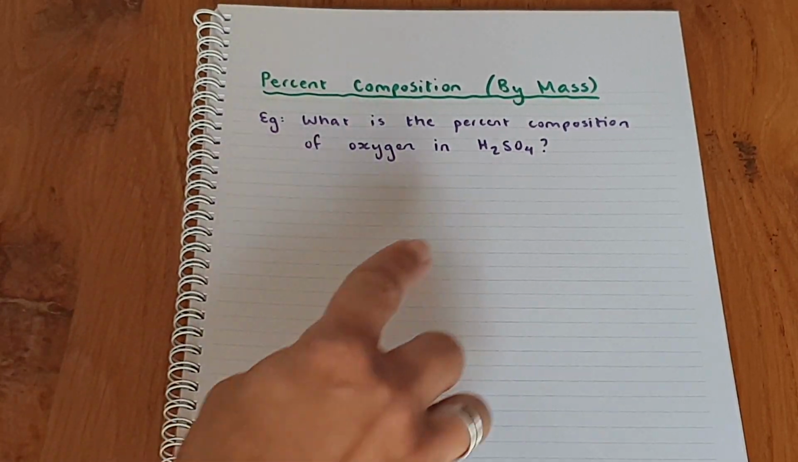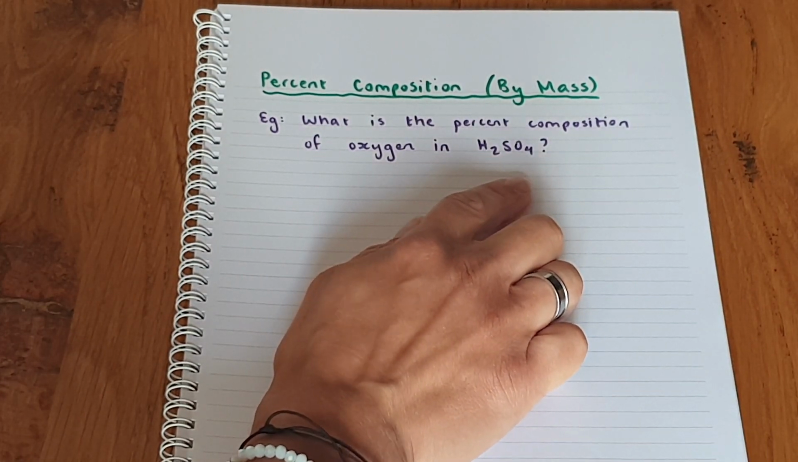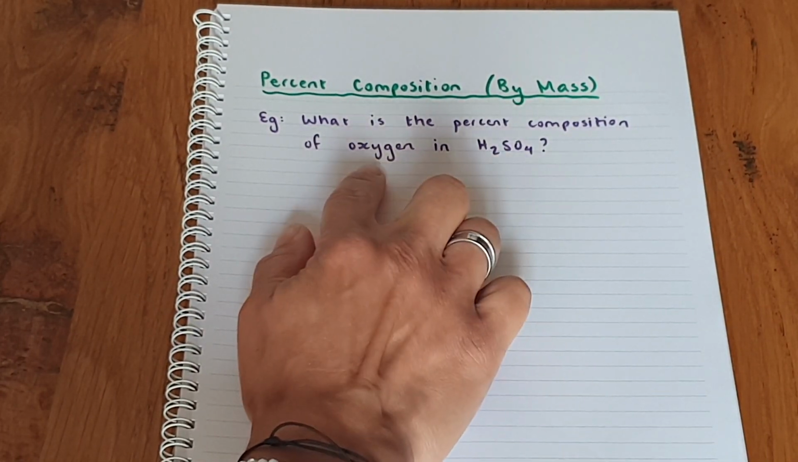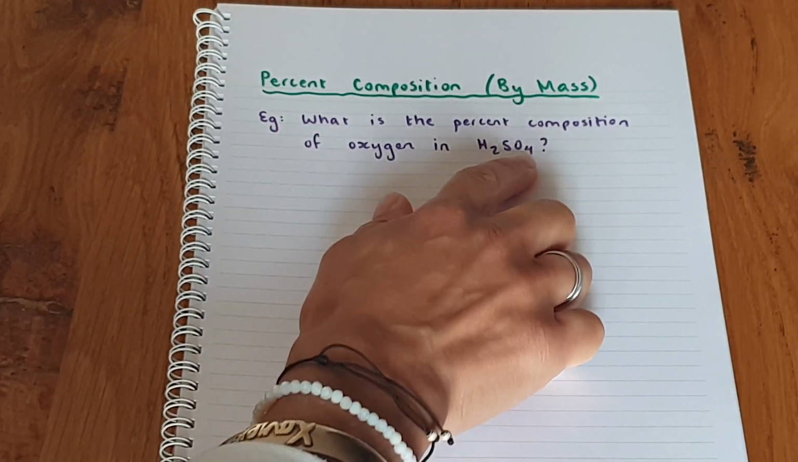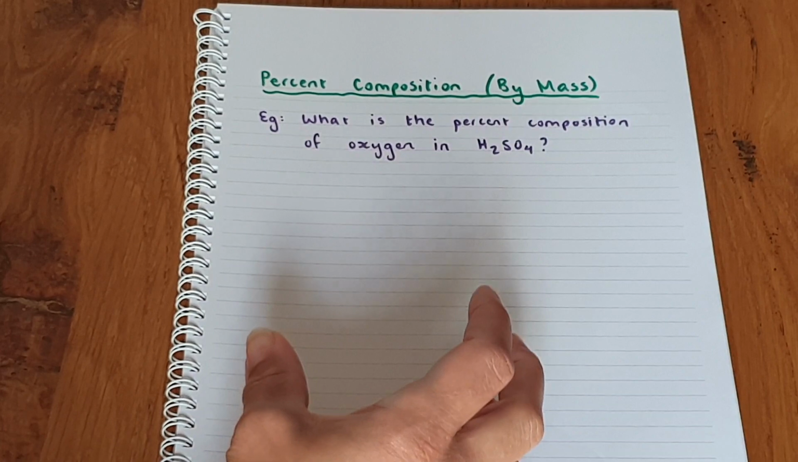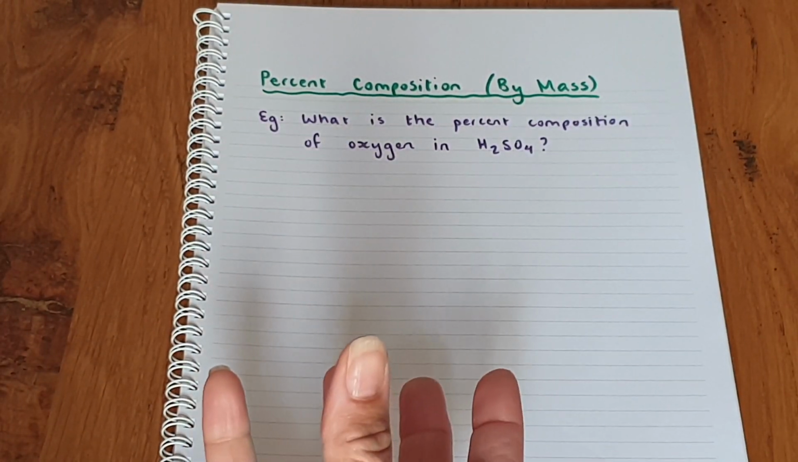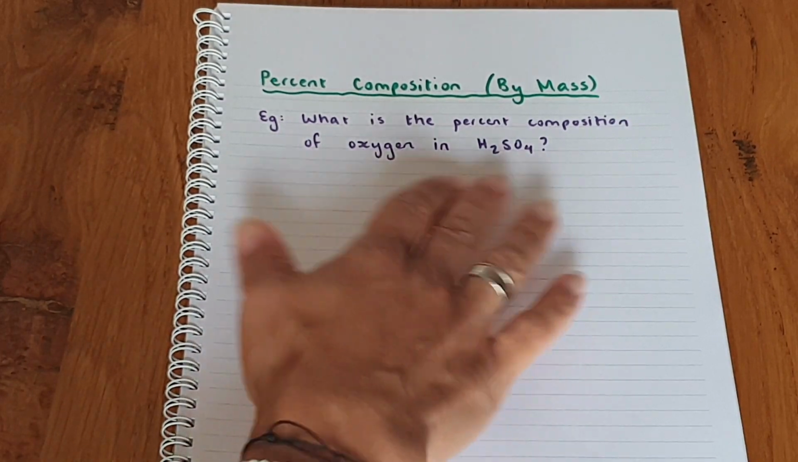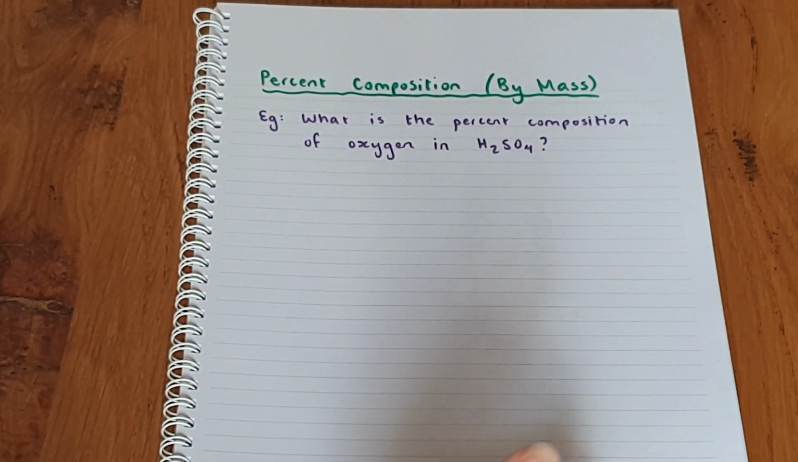So when we have a compound such as sulfuric acid, in this example, we want to look at what is the percent composition of oxygen in sulfuric acid, H2SO4. We know that oxygen is a part of this compound. We want to know what percentage of that compound is oxygen. We know that all the elements weigh different amounts, so we can't just add up how many atoms and then work it out as a percentage like that.